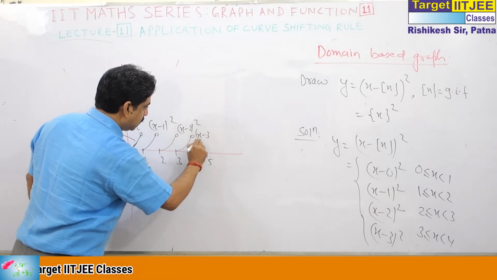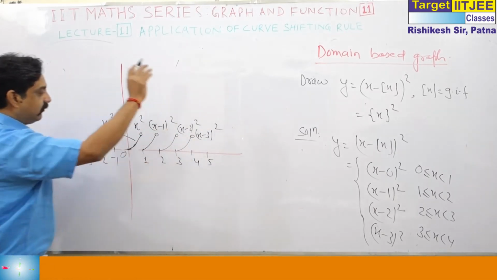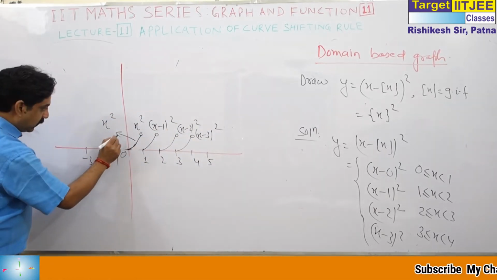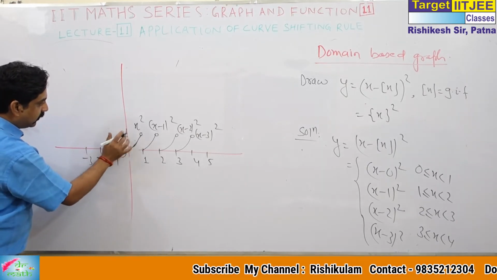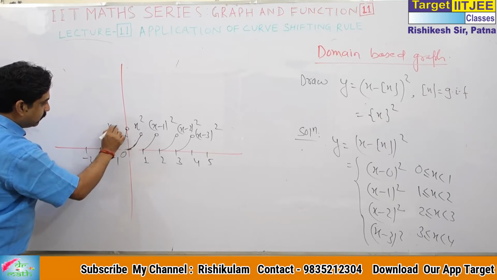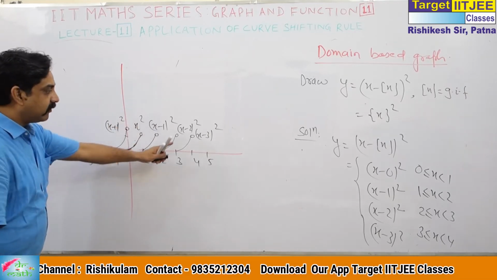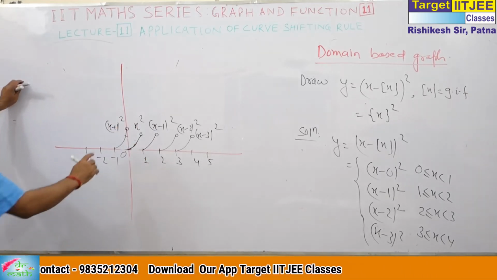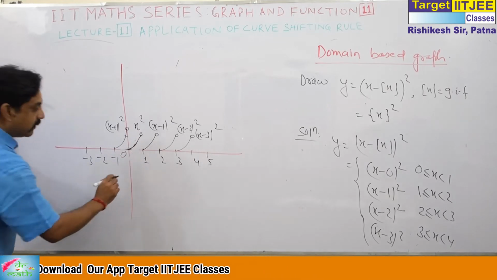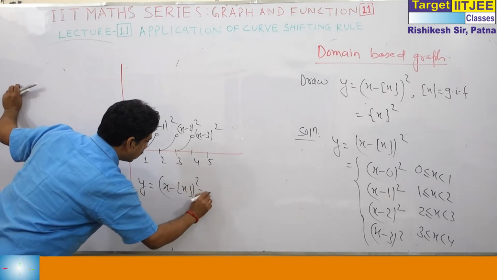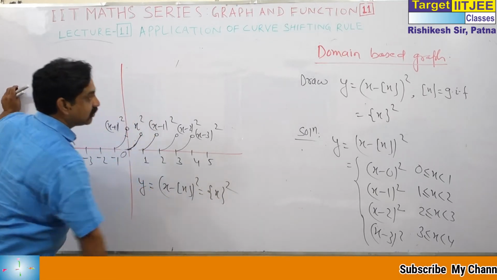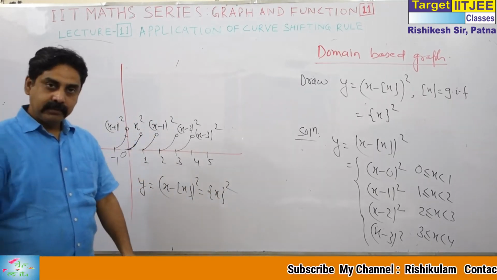This is (x − 3)². And you can do it like this. If you want to shift here, you can also do that. If you want to shift there, this is (x + 1)², and so on. So this is the graph of, finally, what we get? This graph represents y = x − [x²], or you can also say, the fractional part of x². So, clear?